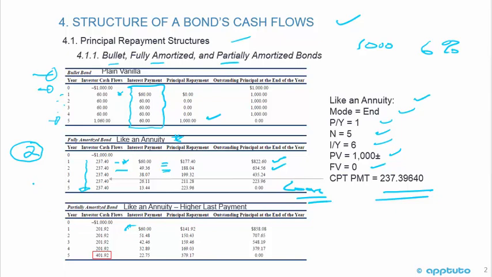So a bullet bond is a plain vanilla. A fully amortized bond is like an annuity. And finally, we have the partially amortized bond, which is fairly similar to the amortized bond, except that in this case the first 4 payments are the same, but it ends with a higher last payment. So the amortization is a little bit different. A partially amortized bond is like an annuity or a loan repayment, but it has one higher last payment.